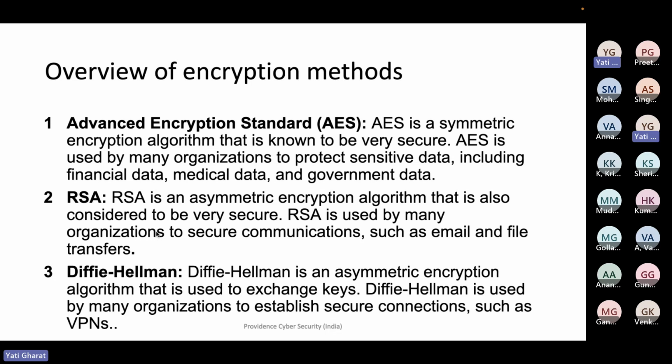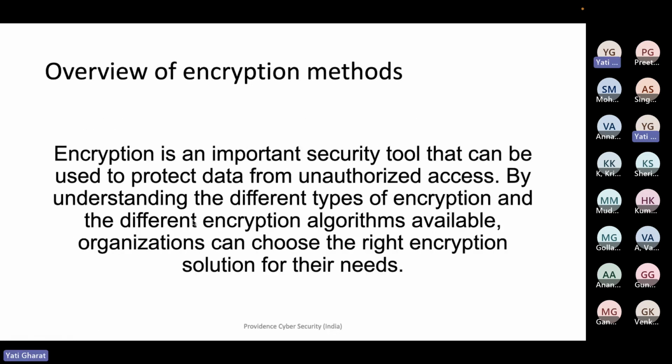Diffie-Hellman is also an asymmetric encryption algorithm that is used to exchange keys. Diffie-Hellman is used by many organizations to establish secure connections such as VPN, like IPsec and tunnels which we create from one site to another site. When we are interconnecting, we use this type of algorithm. Encryption is an important security tool that can be used to protect data from unauthorized access. By understanding the different types of encryption and different encryption algorithms available, organizations can choose the right encryption solution for their needs.